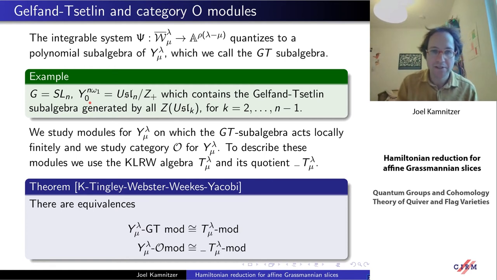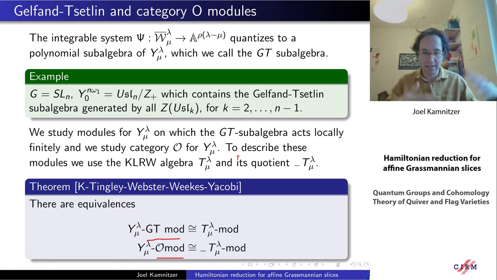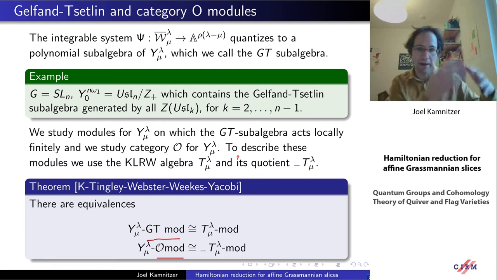Okay, so we'll be interested in two categories of modules for truncated shifted Yangians. One is what we call GT modules, and the other is the category O modules. The GT modules means the category where this Gelfand-Tsetlin subalgebra acts locally finitely. And there's a subcategory O, which corresponds to classical category O, and that's where we impose the additional condition that the weights, or the eigenvalues, for this Gelfand-Tsetlin algebra are bounded above in a certain way.